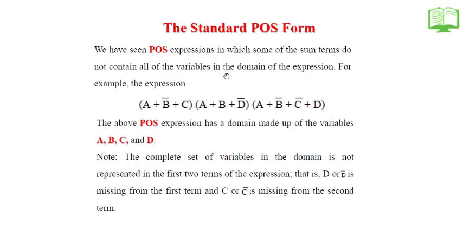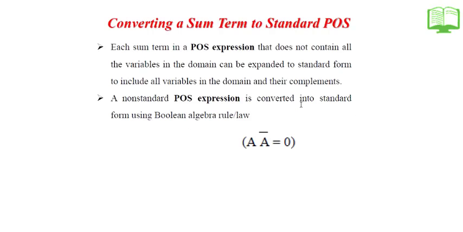When we speak of the standard product of sum form, it's the same as in the SOP expression: the variables in the domain of the expression are not included in every sum. If an expression is that way, it's not in the standard form. Like here a d is missing, here a c is missing, but here all of them are present.